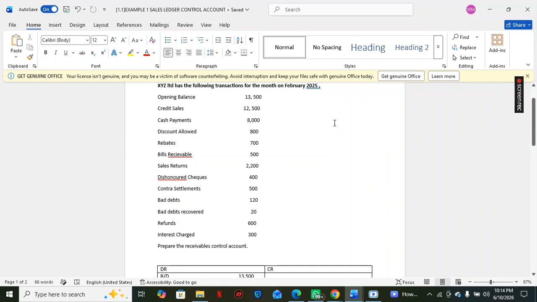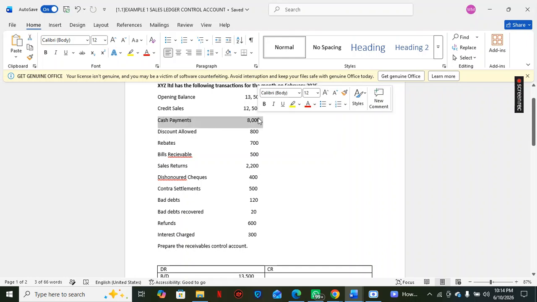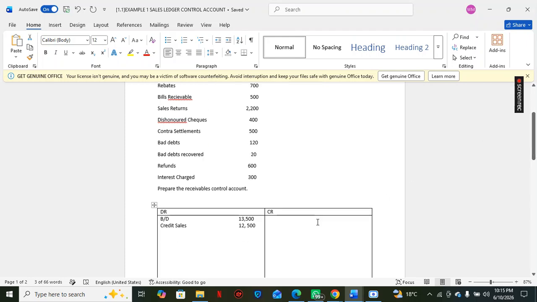Next, we go to cash payments. People who are owing us have paid. When people who are owing us have paid, it means it reduces what is being owed to us. So cash payments are going to go on the credit side, because it's reducing what is being owed to us.